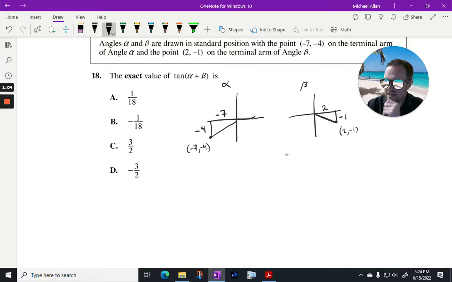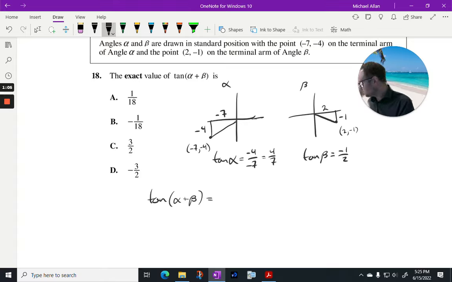Okay, so what I know so far, if you want to, you can just fill out some of these. This is probably going to be useful here. Opposite over adjacent for this one is negative 4 over negative 7. So this is 4 over 7 for tan alpha. And tan beta is going to be negative 1 over 2. The reason that's important is because according to our trig identity for alpha plus beta, let me pull up my trig identity sheet.